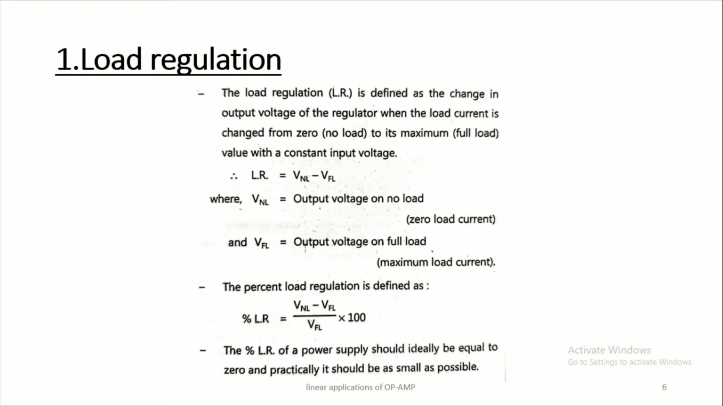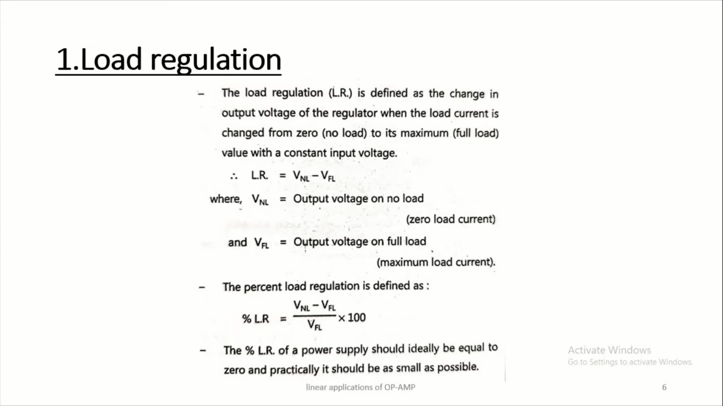First one is load regulation. The load regulation is defined as the change in output voltage of the regulator when the load current is changed from zero, meaning zero load current or no load, to its maximum at the full load value, with constant input voltage. So load regulation is defined as V no load minus V full load. It is the difference of these two voltages, no load voltage minus full load voltage.